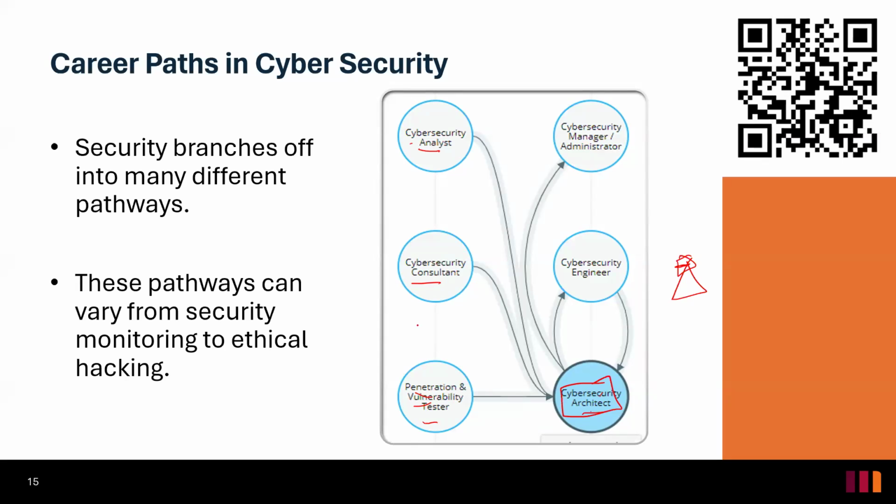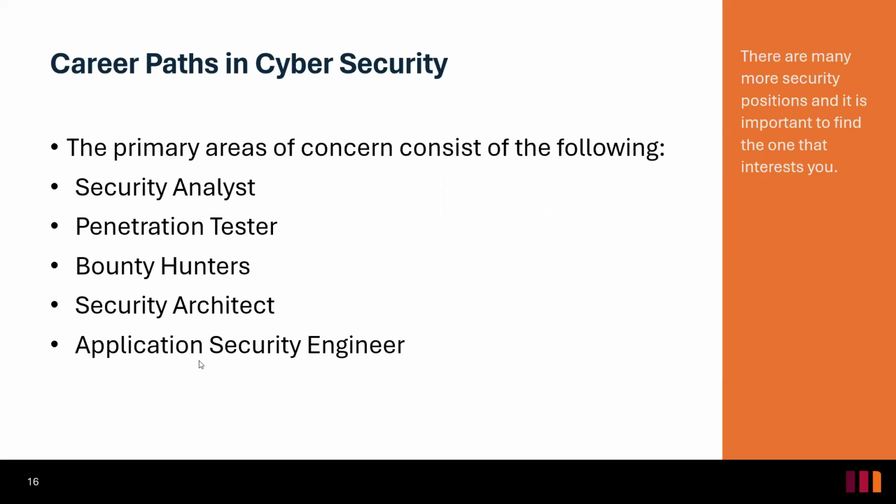So these are the different pathways. Basically, they vary from security monitoring to the ethical hacking level. Different expertise have different branches. If you boil it down, what are the most common ones? The security analyst, penetration tester, the bounty hunters, which we can also call bug bounty hunters. Sometimes people call them bug bounty hunters, or a security architect, or an application security engineer. So all of these things.